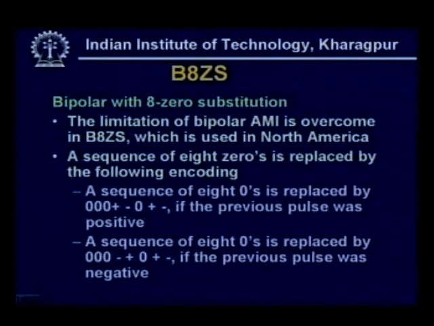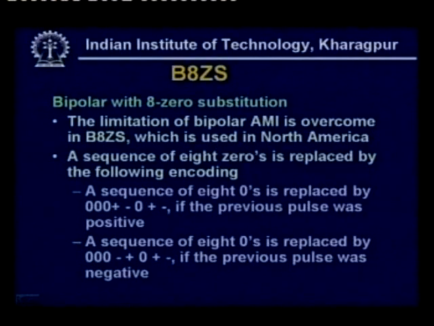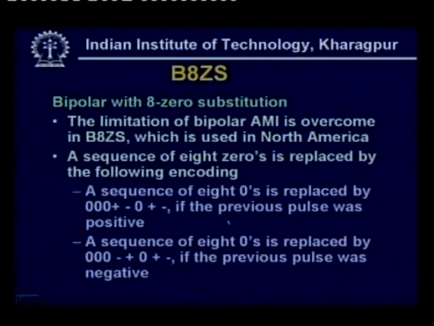Now, this should be done at the transmitting end, and also it should be done at the receiving end, and only then it will be possible to do communication. So, it is some kind of protocol that is being followed by both sides for data communication. So, you see here, as long as the number of zeros does not exceed 8, then there is no problem. When it is 8 or more, then 8 zeros are replaced by this code.